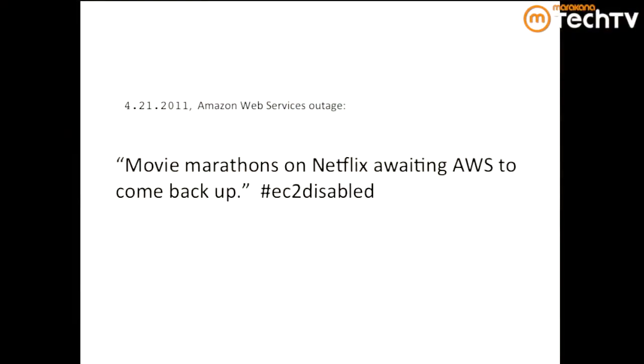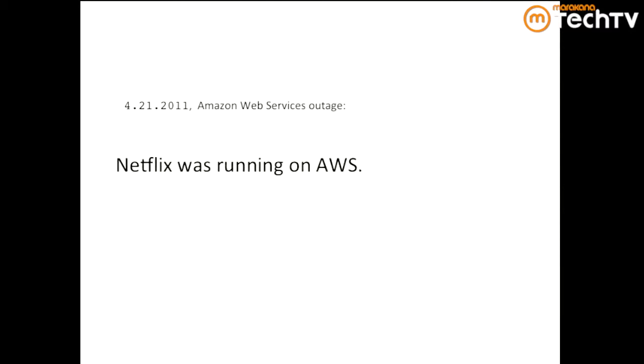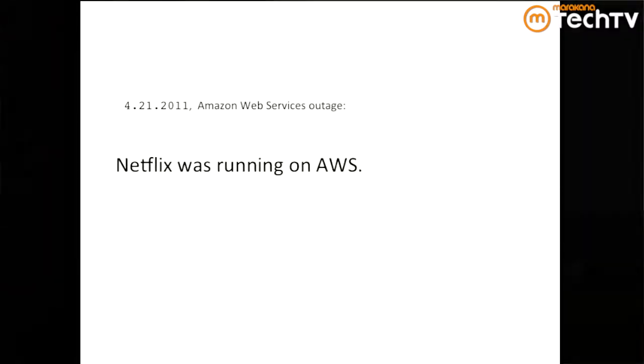So anyone here deployed on EC2 and have hit the outage on April 21st? So most people are watching Netflix, and Netflix was running on AWS, right? And Netflix was using the multi-data center, multi-region, multi-availability zones features of Cassandra. So other Cassandra customers have survived as well.